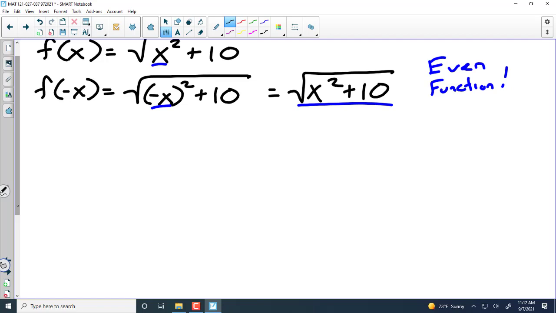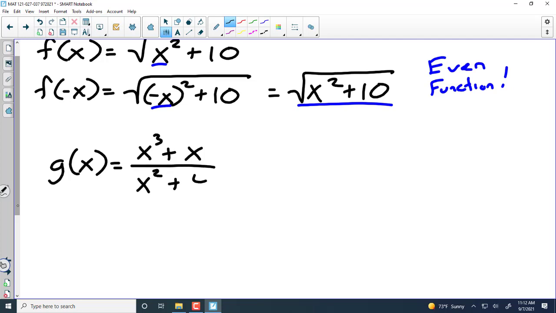Here's the last really tricky one. What we see here is a function that has both even and odd powers in it. So the gut reaction might be this one is neither, because you see both even and odd powers. Is everyone hip to that, why you might think that? But here's what happens.